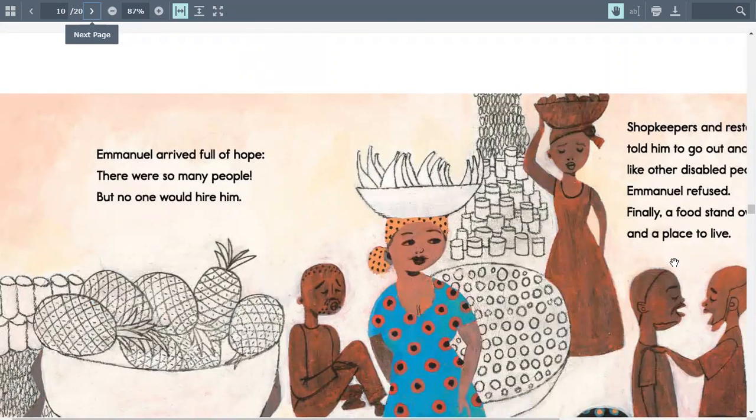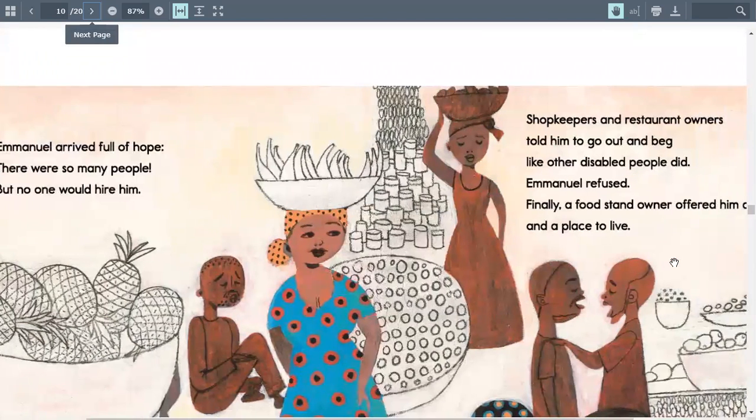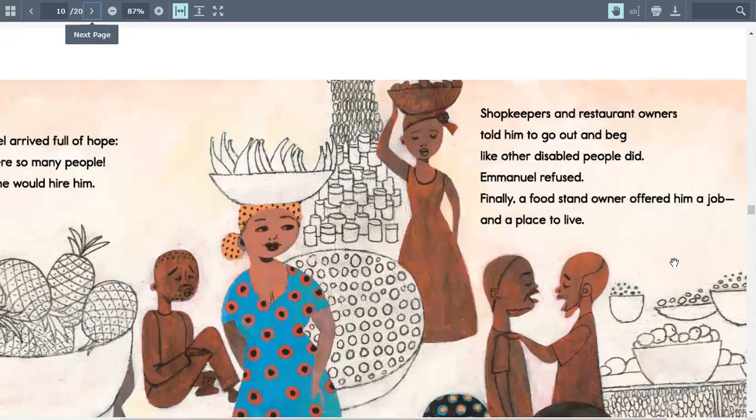Emmanuel arrived full of hope. There were so many people, but no one would hire him. Shopkeepers and restaurant owners told him to go out and beg like other disabled people did. Emmanuel refused. Finally, a food stand owner offered him a job and a place to live.